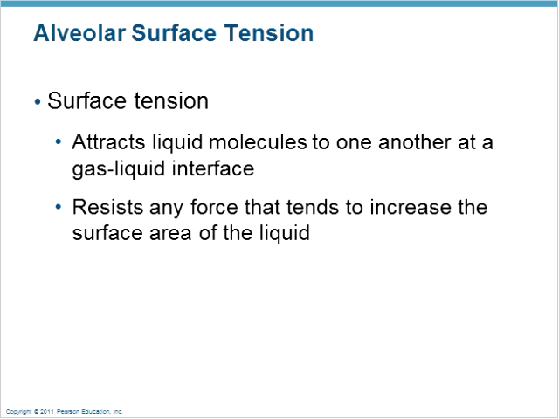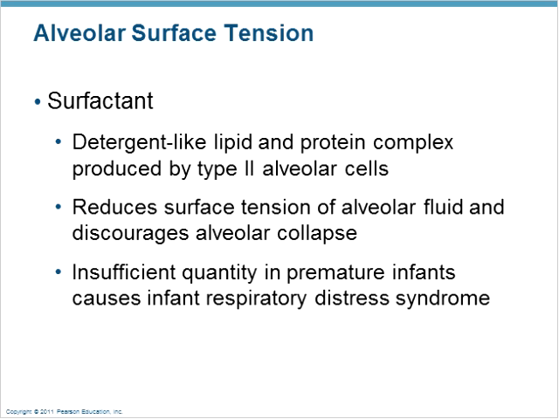We talk about alveolar surface tension. That surface tension attracts liquid molecules to one another at the gas-liquid interface, and it helps to resist any force that tends to increase the surface area of the liquid. So basically, it's trying to reduce the surface tension to allow for better movement. Surfactant is a detergent-like lipid and protein complex produced by type II alveolar cells, and it reduces the surface tension of the alveolar fluid, and it discourages alveolar collapse, which is a good thing.